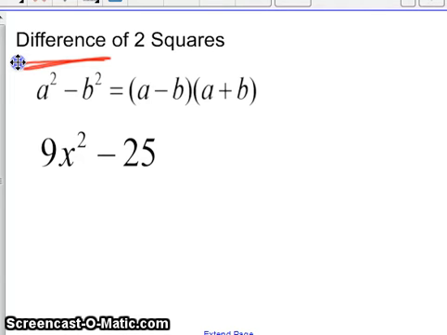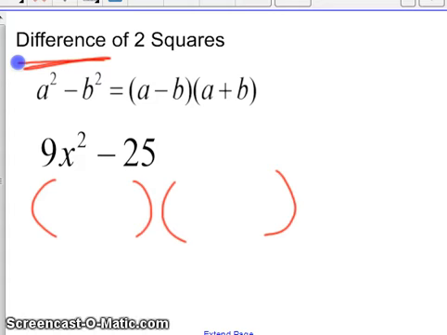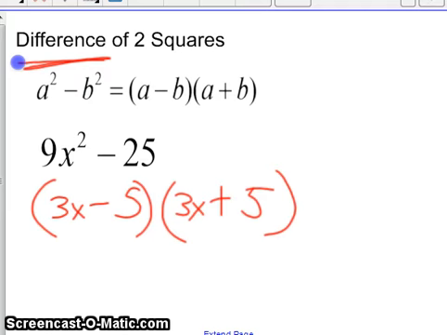Okay? So here's how you do that. Remember, I'm unfoiling just like I did in the other methods we did recently. And my first times first is going to be the square root of the first term. So what's the square root of 9x squared? 3x. So 3x times 3x is my first times first. And what's the square root of 25? 5. So my last times last is 5 times 5. One gets a minus, the other one gets a plus. That's it. That's factored. This is one of the easiest, nicest factor methods.